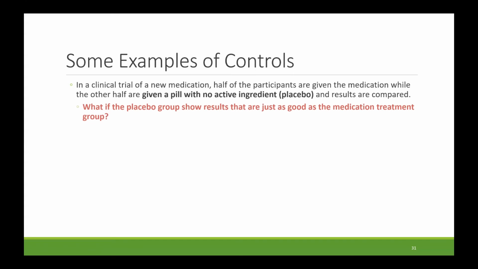Now, what if the placebo group shows results that are just as good as the medication treatment group? So let's say both groups experience a 20% improvement in their symptoms. That would mean that the medication isn't actually doing anything. It's just something called the placebo effect, which means that the improvement is simply a consequence of people thinking that they are getting a medication that's making them better.